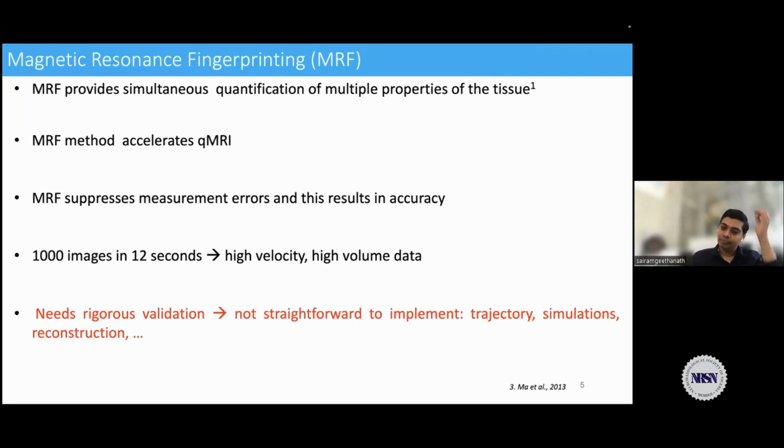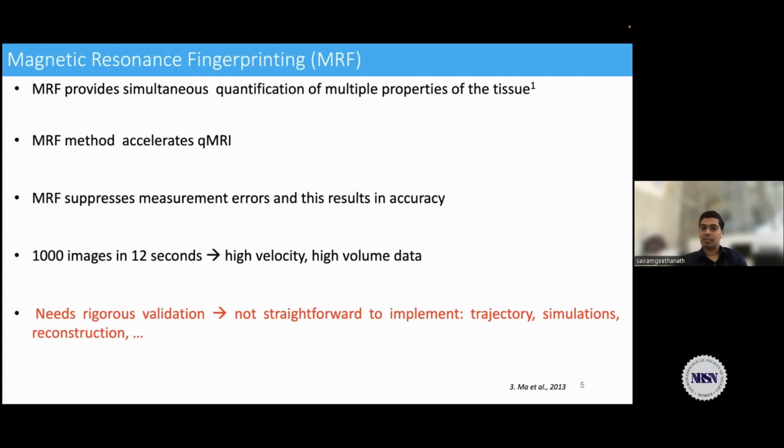because you use the reconstruction method in a way that is not normal but more based on pattern recognition. It suppresses some of the measurement errors. When I say measurement errors, I mean inhomogeneity in magnetic field of either B0 or B1, also motion to some extent. It does give you a lot of data in a very short time. So it gives you about 1,000 images of one slice in about 12 seconds.